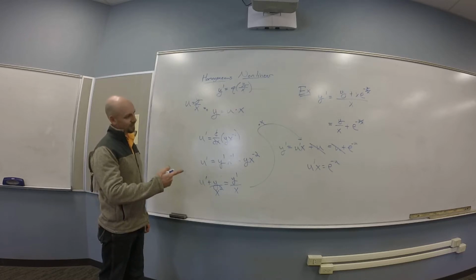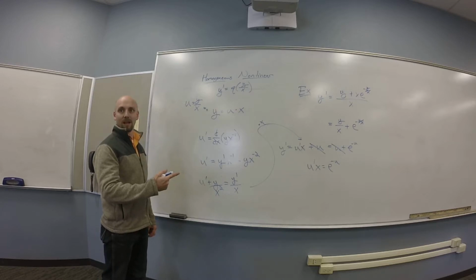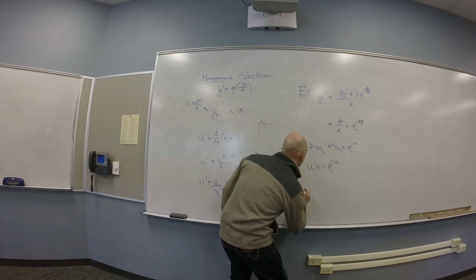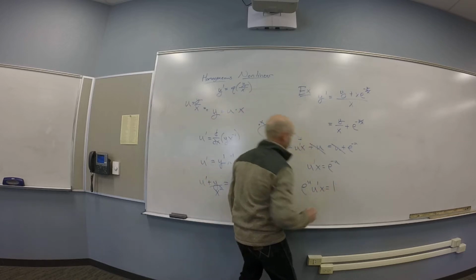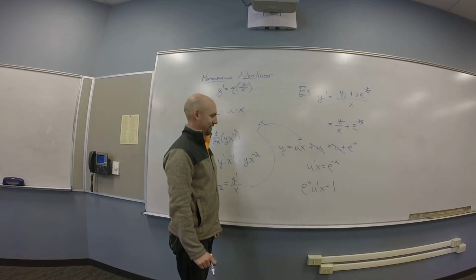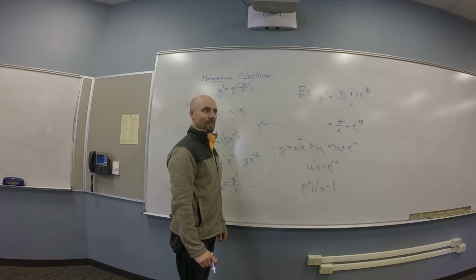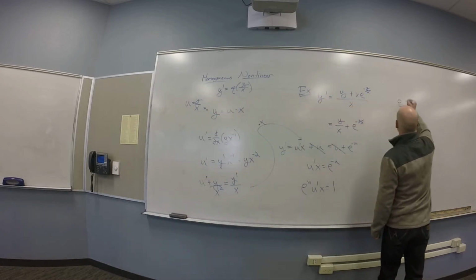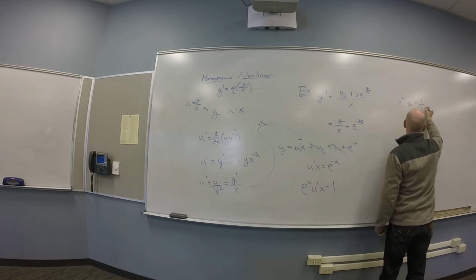What do you do with that? Just multiply both sides by e to the u. Okay. So now you've got e to the u, u prime x equals 1. Divide by x. So you've got e to the u times u prime is 1 over x.